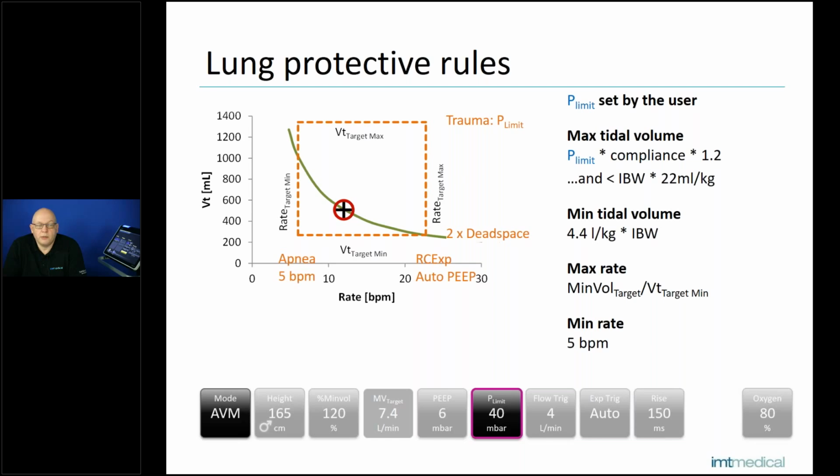And the fourth is just the minimal rate, because you don't need a dedicated backup ventilation for AVM. As soon as the respiratory rate drops to the area of 5, the mandatory ventilation will step in. And this is the protection frame, and as long as the patient is inside this frame, he's ventilated and protected by the safety rules, so the patient ventilation will be safe.